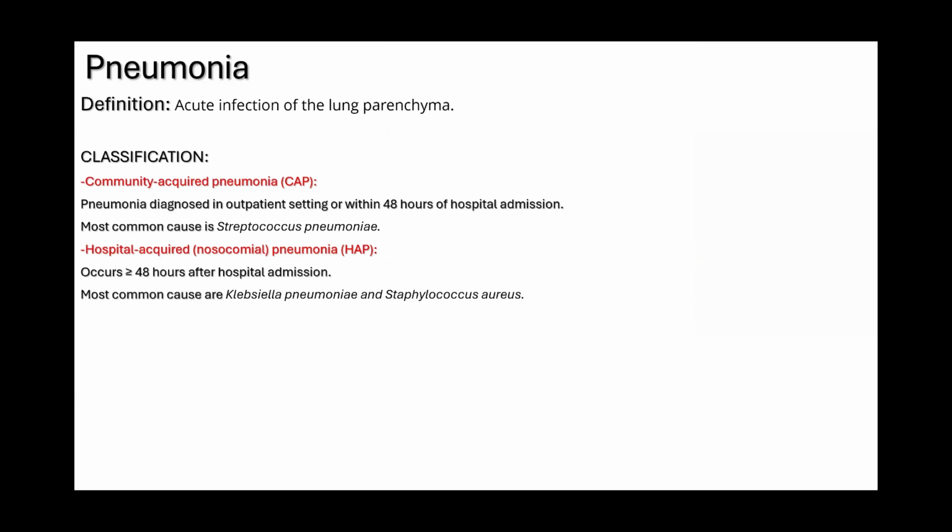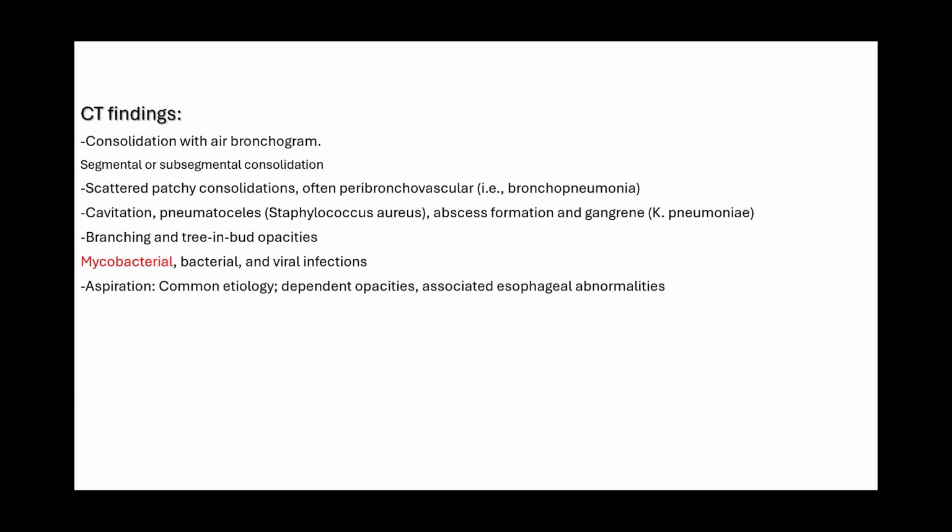We will move on to the last topic, pneumonia. It is an acute infection of the lung parenchyma, and what is important about pneumonia in radiology is community-acquired and hospital-acquired pneumonia. Community-acquired pneumonia is diagnosed in outpatient settings or within 48 hours of hospital admission, and the most common cause is Streptococcus pneumoniae. Hospital-acquired pneumonia occurs more than 48 hours after hospital admission, and the most common causes are Klebsiella pneumoniae and Staph aureus.